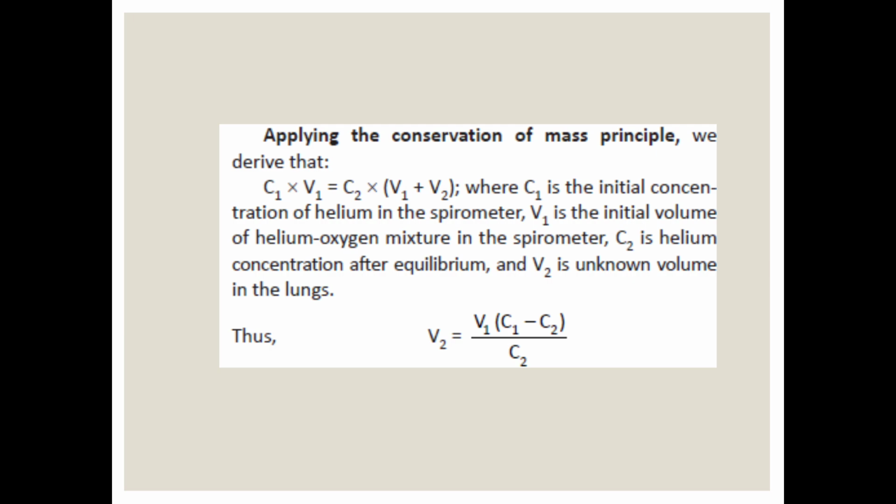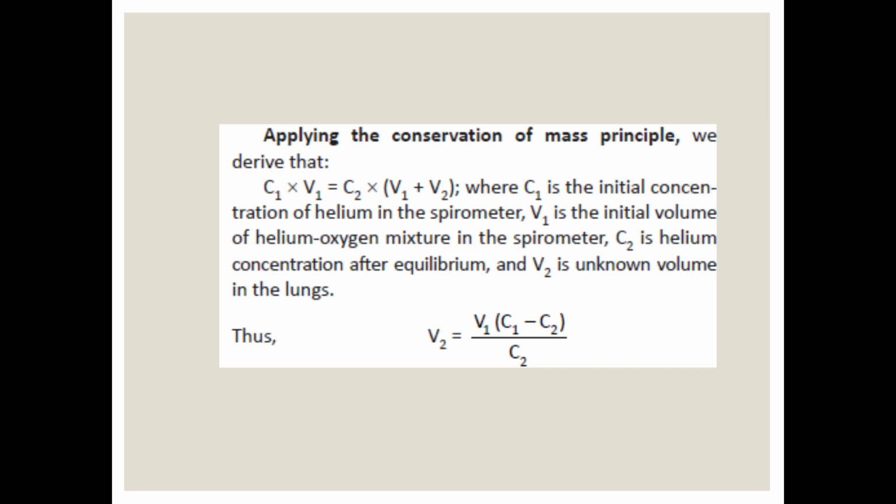So we know the C1, the initial concentration of the helium-oxygen mixture. We know the V1, the volume of the spirometer initially. Then we know the C2, that is after rebreathing. So the concentration of the helium-oxygen mixture in the lung and the spirometer will be in equilibrium. V1 is the initial volume and V2 is the unknown volume into which it has been mixed. So our aim is to measure the unknown V2.